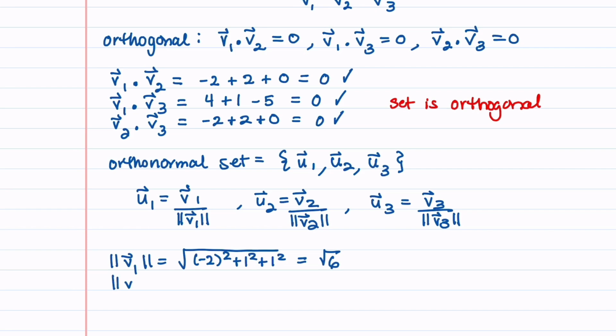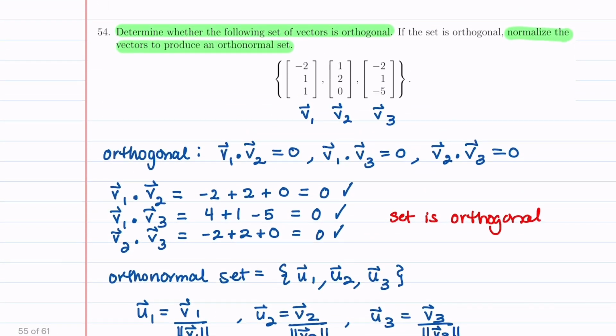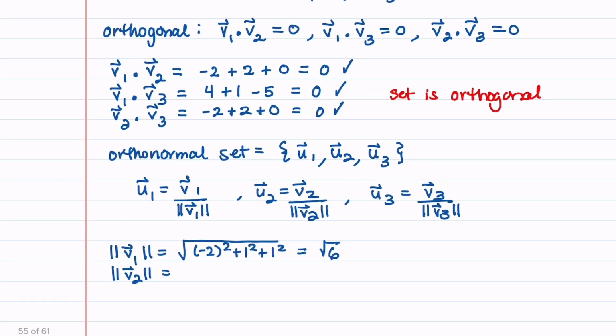Let's go ahead and compute the magnitude of v2. We'll have to look back up. That's going to be a 1, a 2, and a 0. So we have the square root of 1 squared plus 2 squared plus 0, and this is going to be equal to the square root of 5.